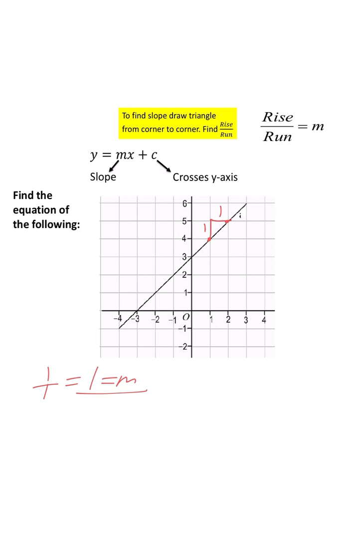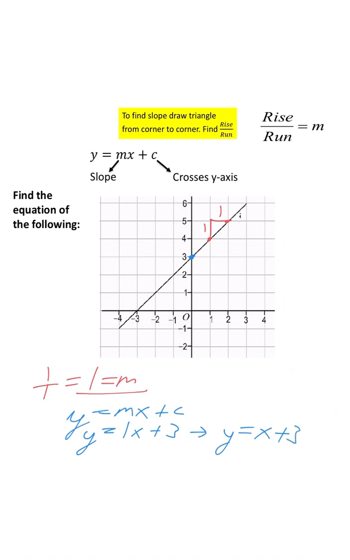Then I can see it crosses the y-axis at 3. So in y equals mx plus c, we'll have y equal to 1x plus 3. And we never really write 1x. So our answer will be y equal to x plus 3.